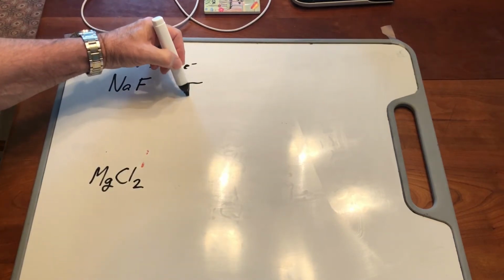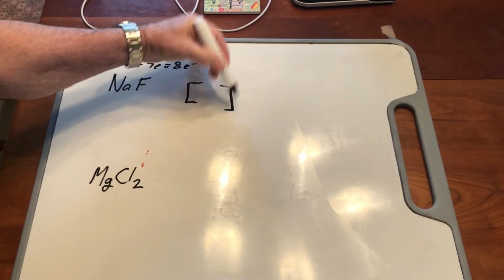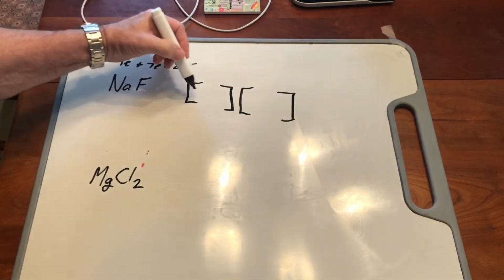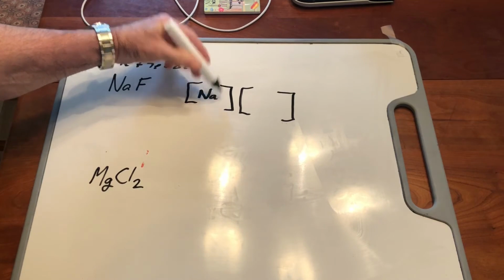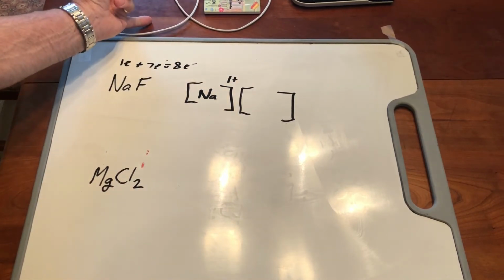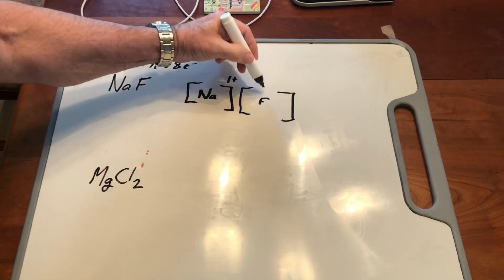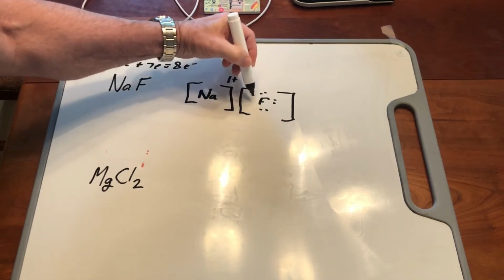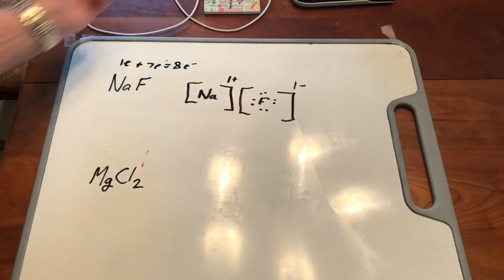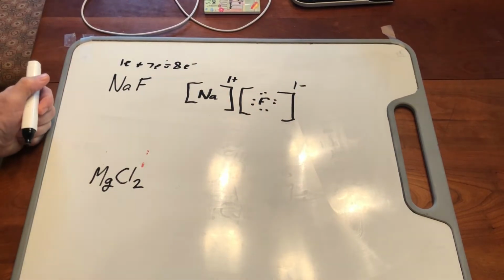We have to draw them separate from each other. Because they have charges, we put brackets around them. The sodium loses its 1 valence electron and gains a 1 plus charge. The fluorine gains that valence electron, fills its last half-open p orbital, and gains a 1 minus charge. So that's all you have to do.